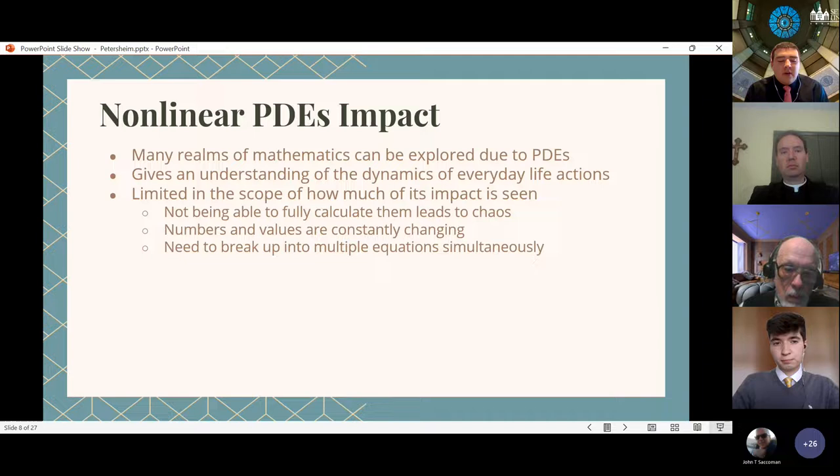When it comes to partial differential equations, there are many realms of math that they are used to explore. They help to give a mathematical understanding of everyday life's events and actions, but there are some additional challenges that come along with them.